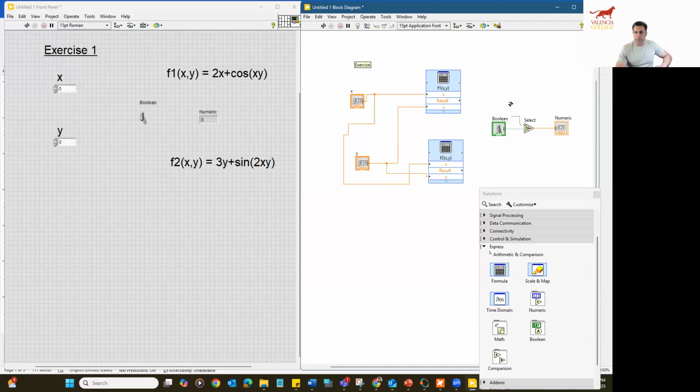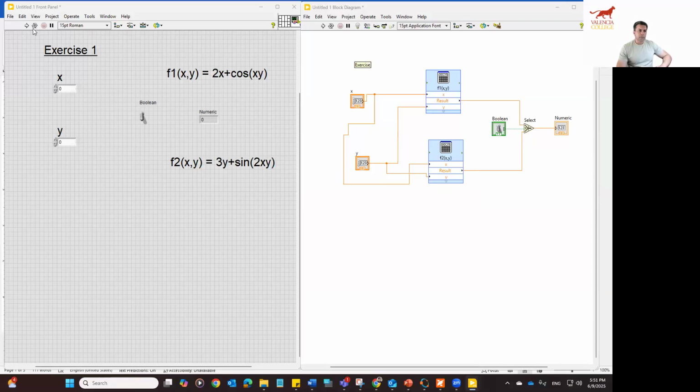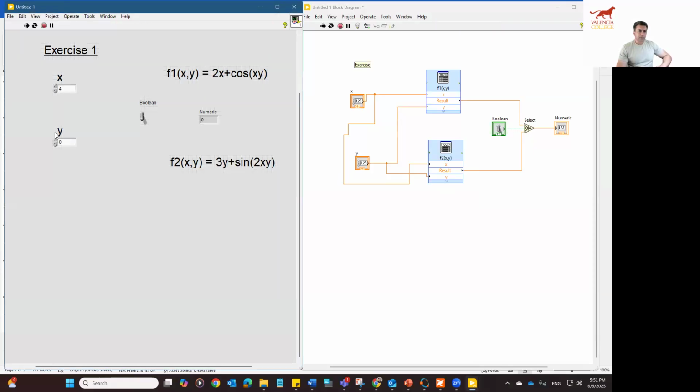The top one is going to be connected to the result of F1, and the bottom one is going to be connected to the result of F2. So once you run this program, you just select whether you want to calculate the equation corresponding to F1 for xy or calculate it according to F2 for xy. So you're manually controlling the output. One of the outputs is going to be displayed. One of the functions is going to be displayed.